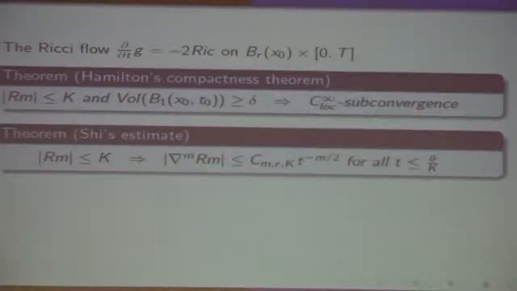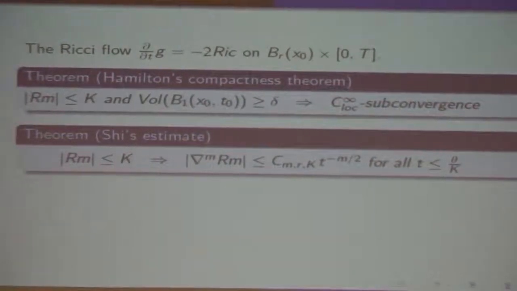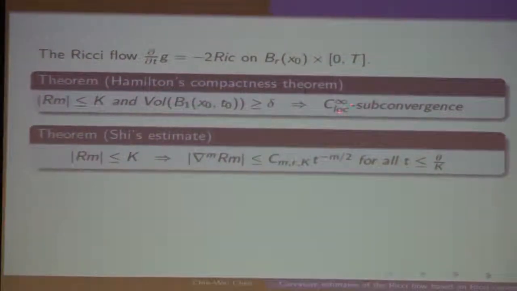For the Ricci flow, we have Hamilton's compactness theorem, which says that if the curvature is bounded and the volume has a lower bound, then a subsequence converges in the C-infinity topology. The regularity comes from the Shi estimates, because once you have a curvature bound, you can bound all the derivatives of the Riemannian curvature operator. So you get bounds on all derivatives of the curvature operator, and the regularity can be improved to any order you want. So we get a C-infinity convergence.